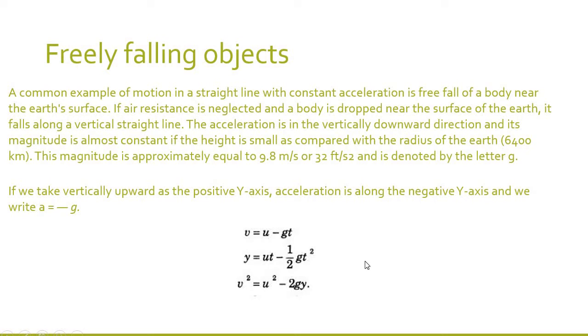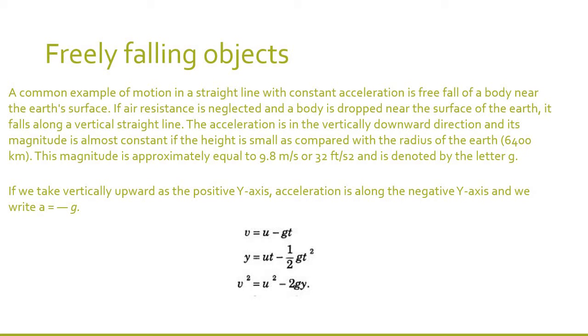Now freely falling objects. A common example of motion in a straight line with constant acceleration is free fall of a body near the earth's surface. If air resistance is neglected and the body is dropped near the surface of the earth, it falls along a vertical straight line. The acceleration is in the vertical downward direction and its magnitude is almost constant if the height is small as compared to the radius of the earth. The magnitude is approximately 9.8 meter per second square or 32 feet per second square, but generally we will take 10 meter per second square for our convenience.